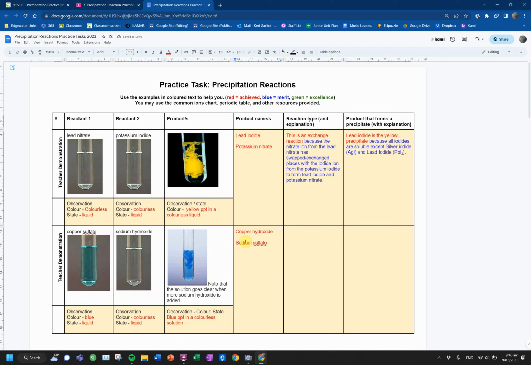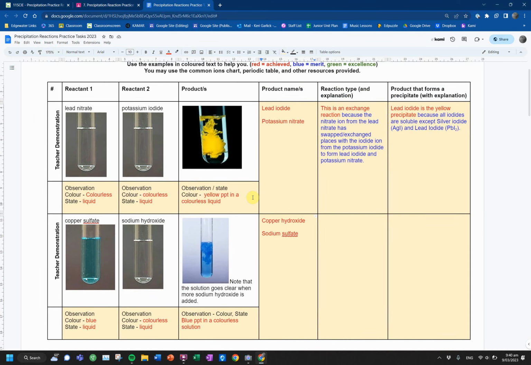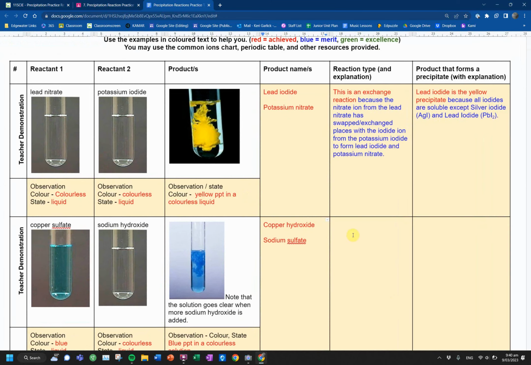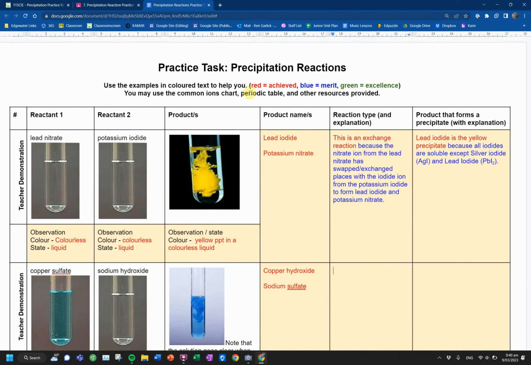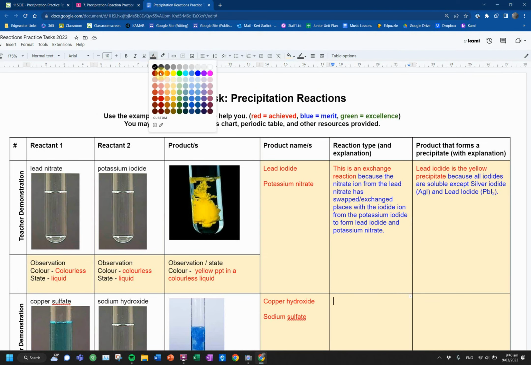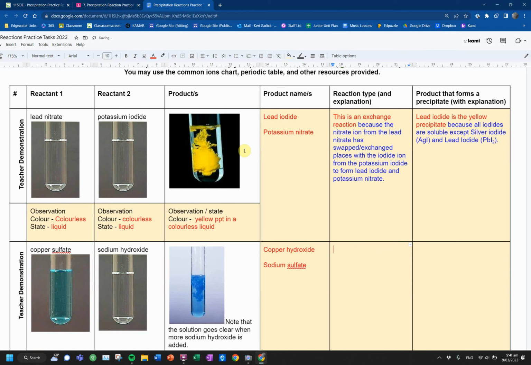We good? I might zoom in so you can see it a little better. There we go. Let's change that to red again because we're doing the achieved stuff. The achieved requirement is just identifying this type of reaction. All the reactions we are doing this week and next week are going to be exchange reactions. If you call them precipitate reactions, I will also accept it. So this is an exchange reaction. Cool?